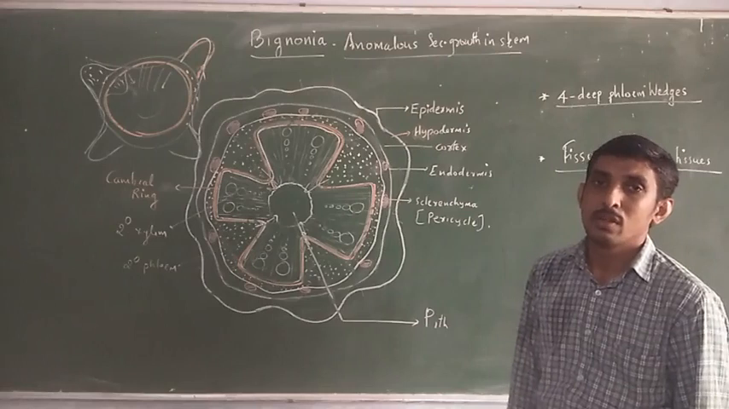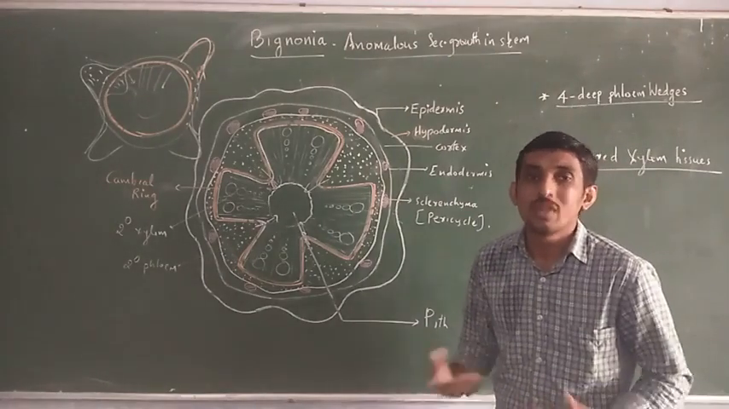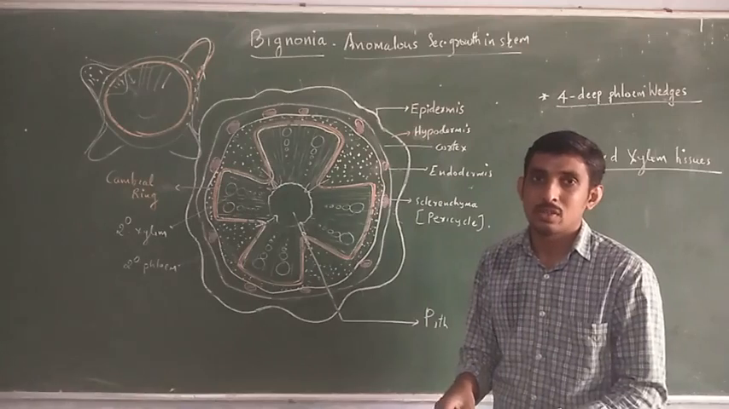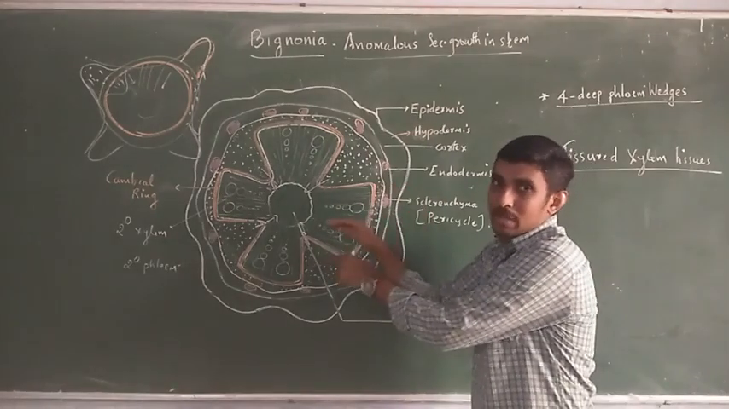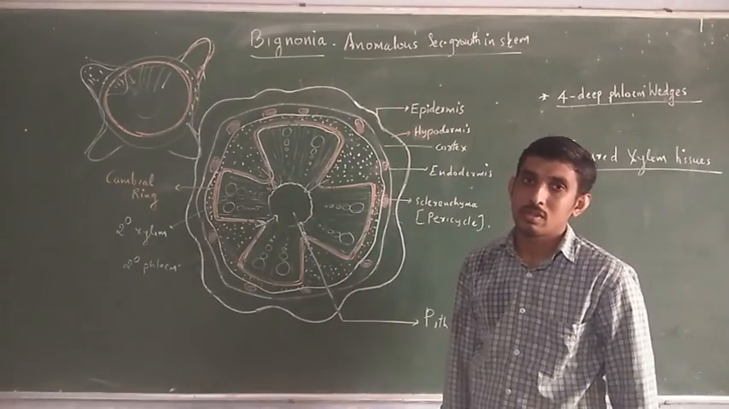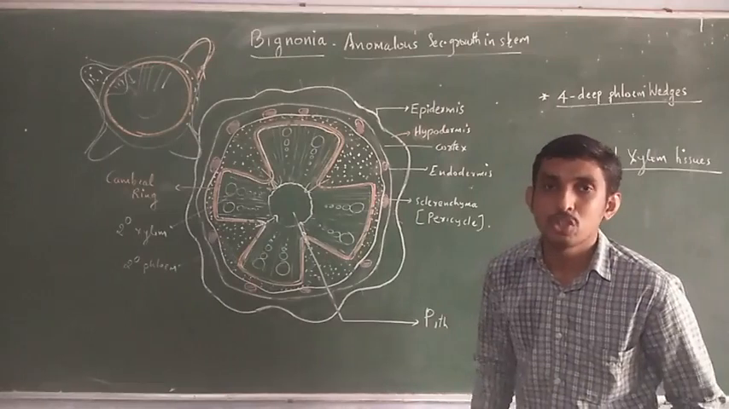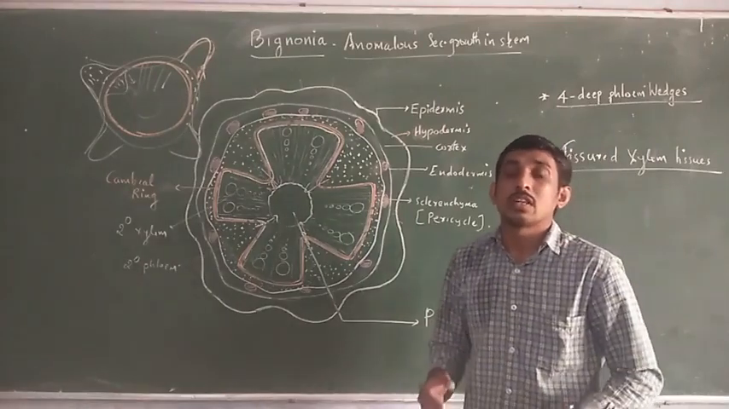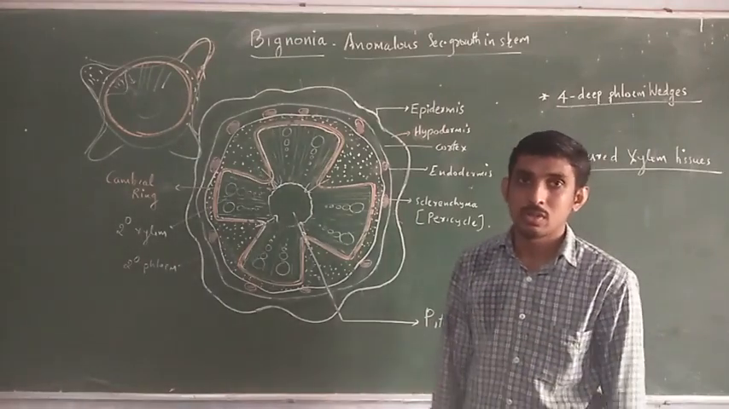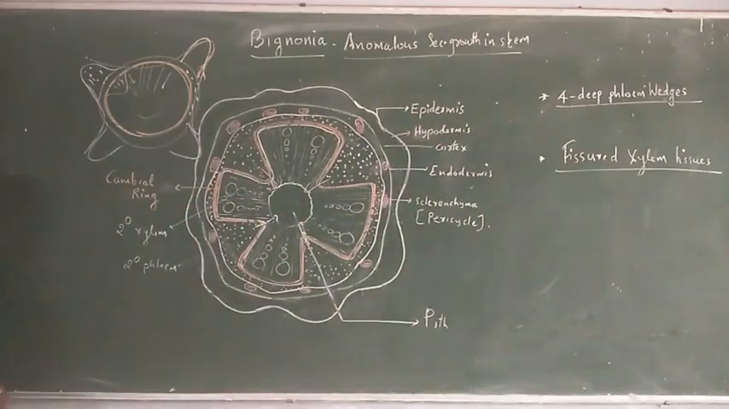Next, we need to understand why an anomaly is created in the case of bignonia stem. What will happen if this bignonia stem shows normal secondary growth at all? So the answer is very, very simple. Its answer is, normally bignonia is a climber.